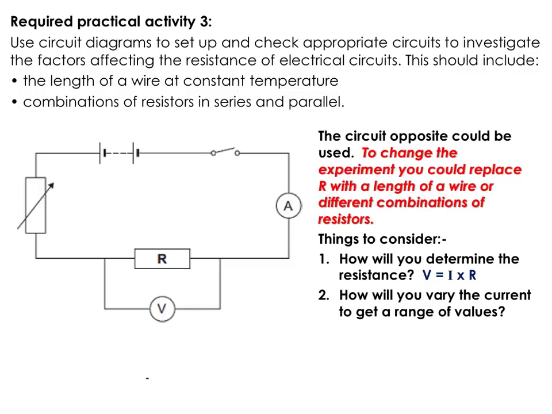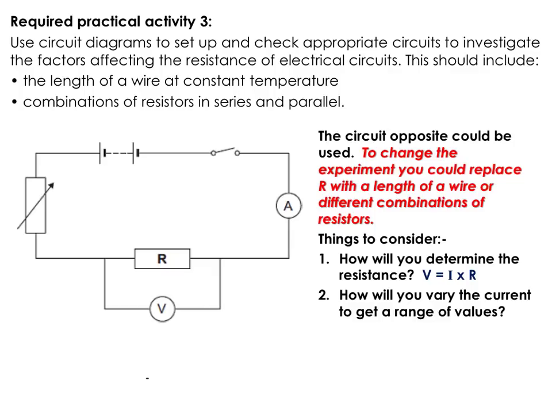And therefore I could change the current and record the values of current over a range, and for each value of current I measure, I can measure the potential difference. I could calculate the resistance by using Ohm's law, which is V equals I times R, so R would equal potential difference divided by current, and then I would be able to work out the value of this resistor.